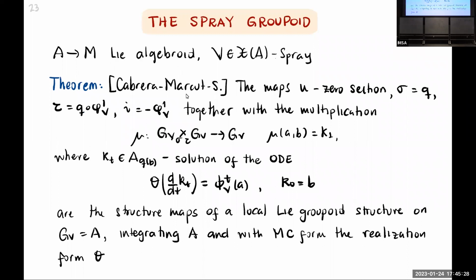Okay, so what we get is the following. Given a Lie algebroid over M with projection Q, I didn't write it down. Then what you get is that these maps, the zero section, the projection, the source, the target, the inversion, and so on, together with this multiplication defined by this ODE, where the ODE is in terms of this realization form, are the structure maps of a local groupoid structure on A. Okay, and actually the Maurer-Cartan form of this local groupoid is my realization form. As soon as you prove that, this shows that the Lie algebroid associated to this groupoid is A itself as a Lie algebroid. Okay?